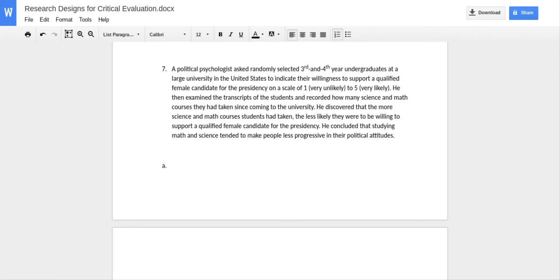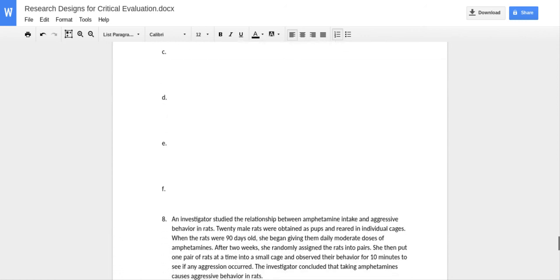He then examined the transcripts of the students and recorded how many science and math courses they had taken since coming to the university. He discovered that the more science and math courses a student had taken, the less likely they were to be willing to support a qualified female candidate for the presidency. He then concluded that studying math and science tended to make people less progressive in their political attitudes. Again, we're looking for A through F.